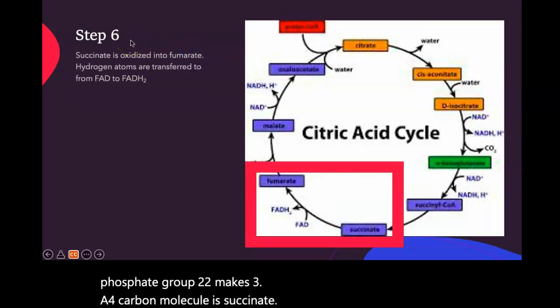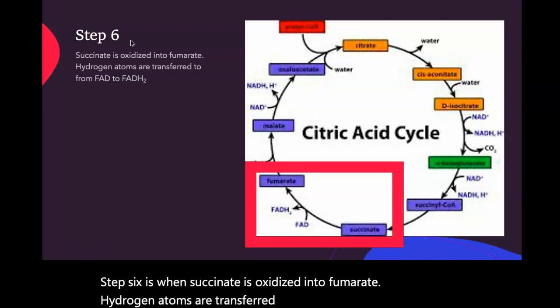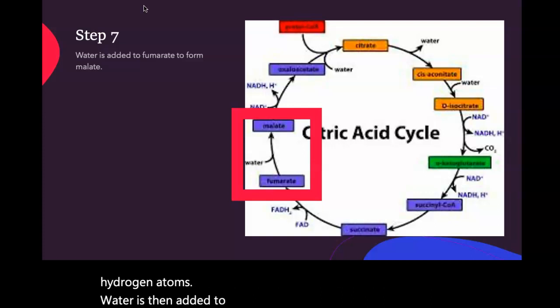Step 6 is when succinate is oxidized into fumarate. Hydrogen atoms are transferred from FAD to FADH2. So 2 hydrogen atoms. Water is then added to fumarate to form malate.